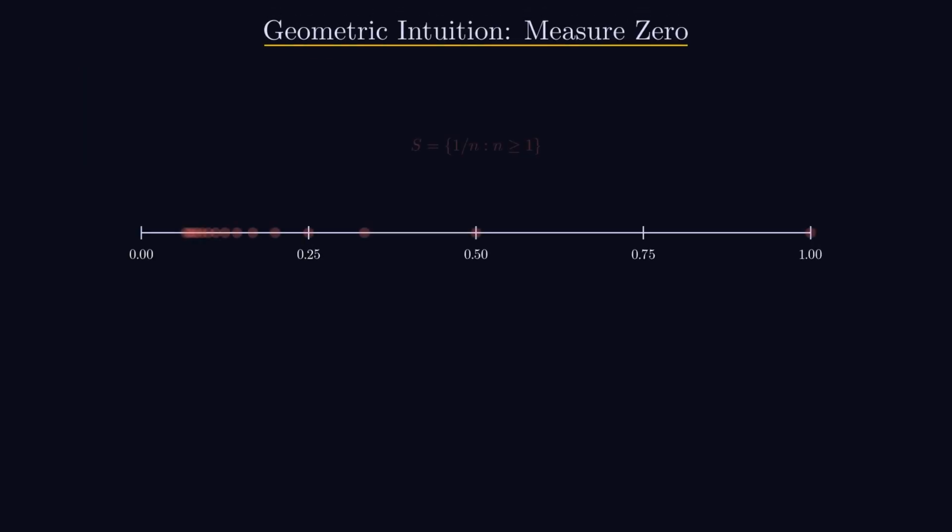Here is what measure 0 looks like on the unit interval. The set S is the sequence 1 over n, red dots at 1, 1/2, 1/3, and so on, clustering towards 0. Can we cover it with arbitrarily small total length? Yes. Cover the nth point by an open interval of width epsilon over 2 to the n. The green rectangles show these intervals. They shrink rapidly towards 0.